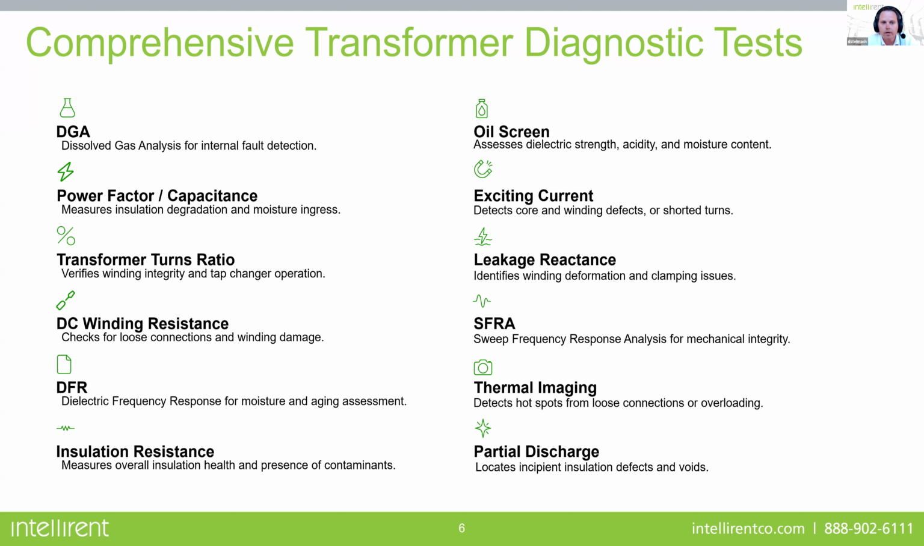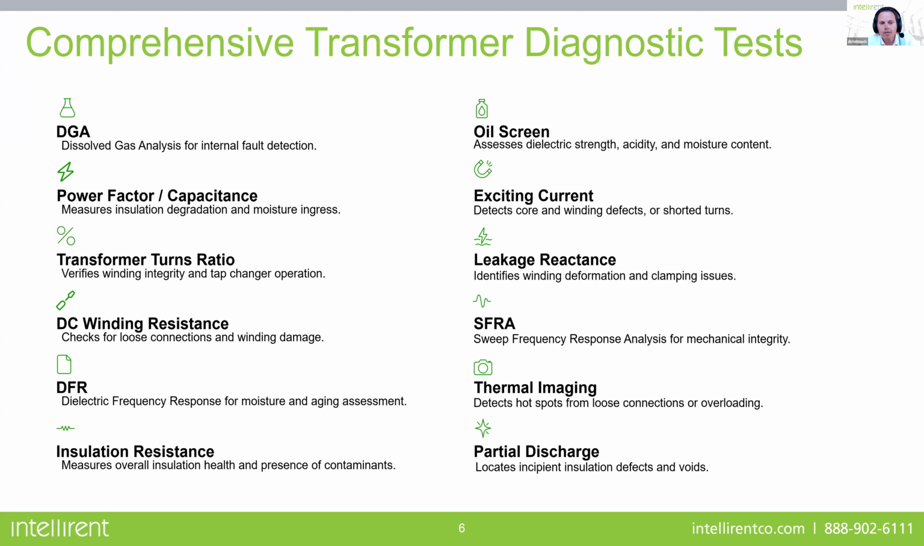Oil screening. Exciting current testing, which looks at the magnetic circuit of the transformer. Leakage reactance testing, which looks at the leakage channel and winding deformation in the transformer. SFRA, which is one of my favorites, tests mechanical integrity. Anything that moves in a transformer, SFRA picks it up.